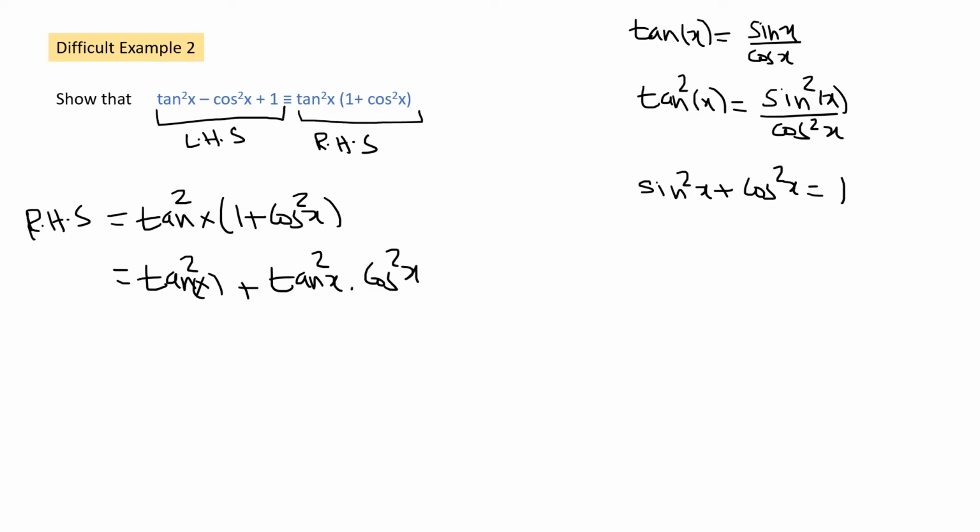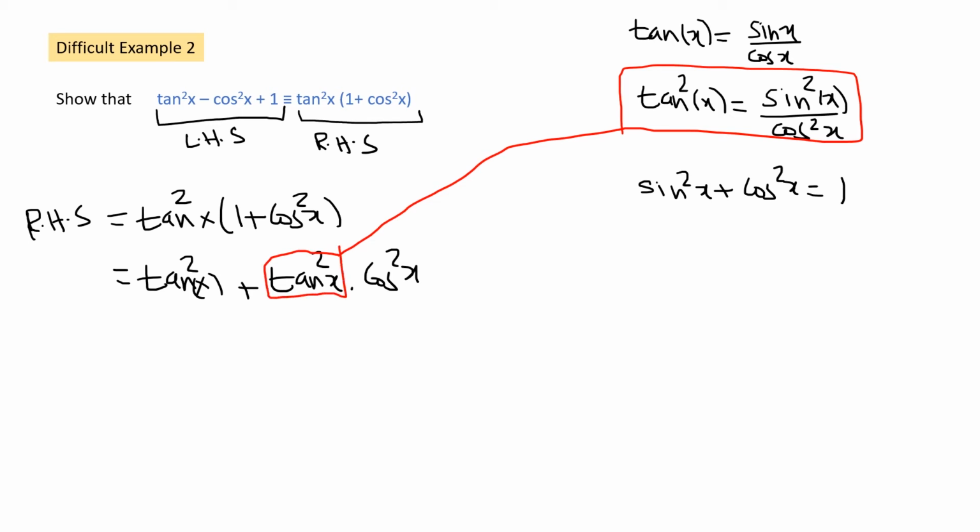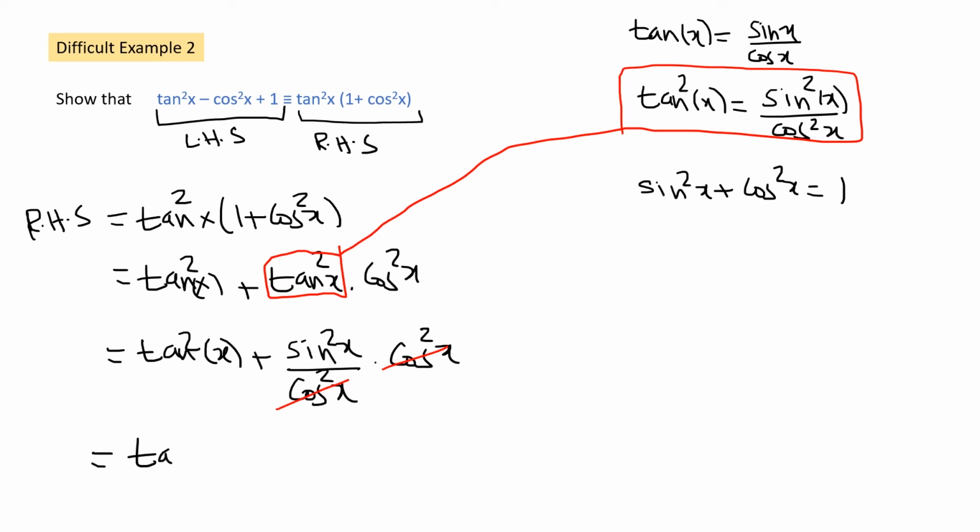Now we can use this formula to replace this one. So it's going to be tan squared x plus sin squared x over cos squared x times cos squared x. Now we can cancel this one. Cos squared x and cos squared x will cancel. So we are left with tan squared x plus sin squared x.